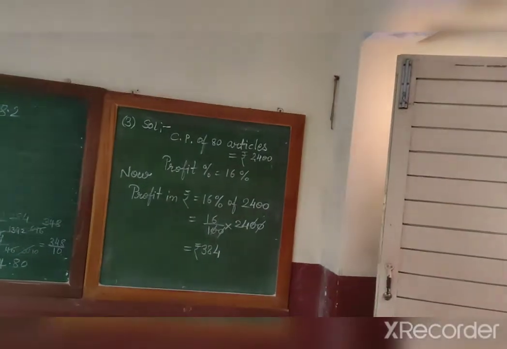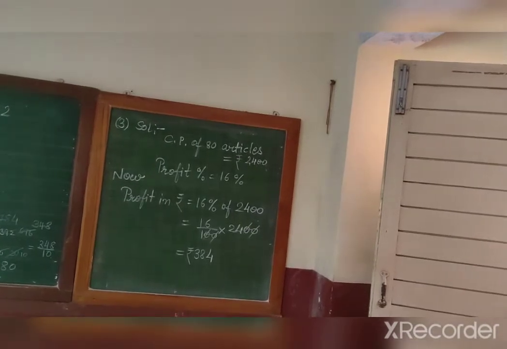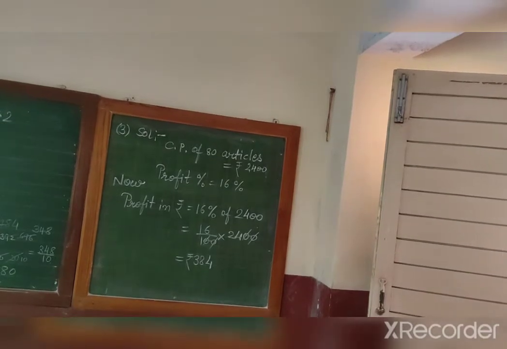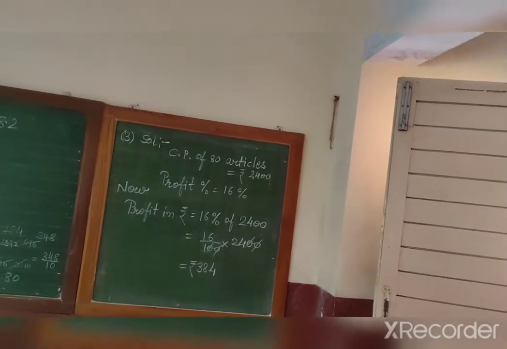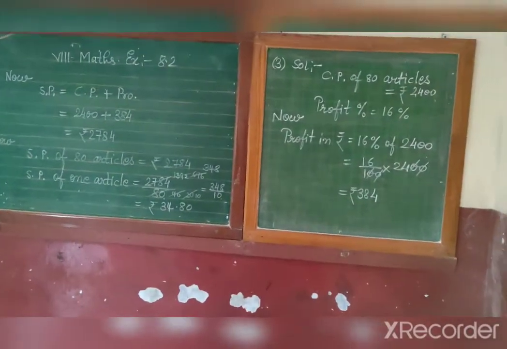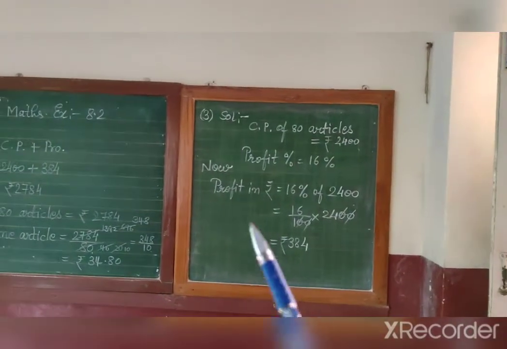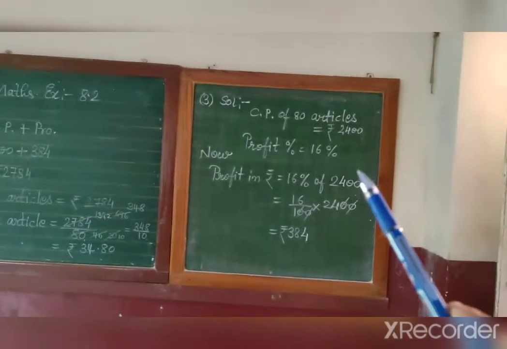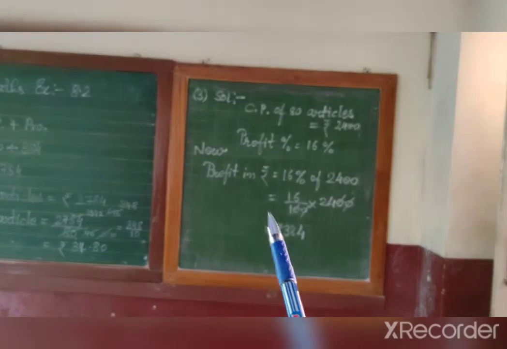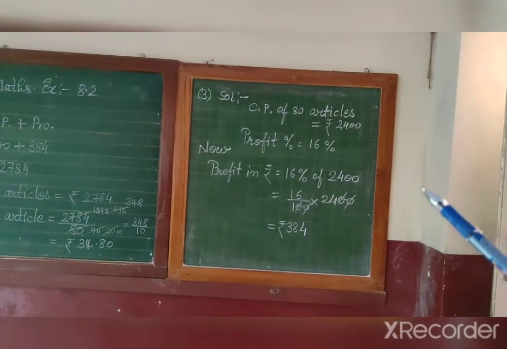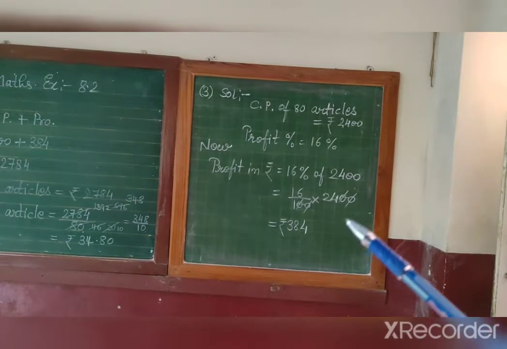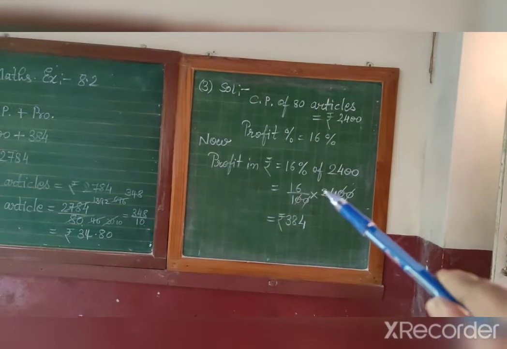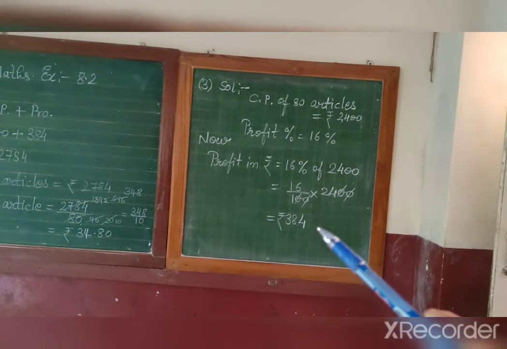Now third question. A shopkeeper buys 80 articles for rupees 2,400 and sells them for a profit of 16%. Find the selling price of one article. We have to calculate the selling price of one article. So you can see here, cost price of 80 articles is equal to rupees 2,400. Profit percentage is equal to 16%. So profit in rupees equals 16% of 2,400, that means 16 upon 100 into 2,400. Cancel these 2 zeros by those 2 zeros and 16 into 24, rupees 384.